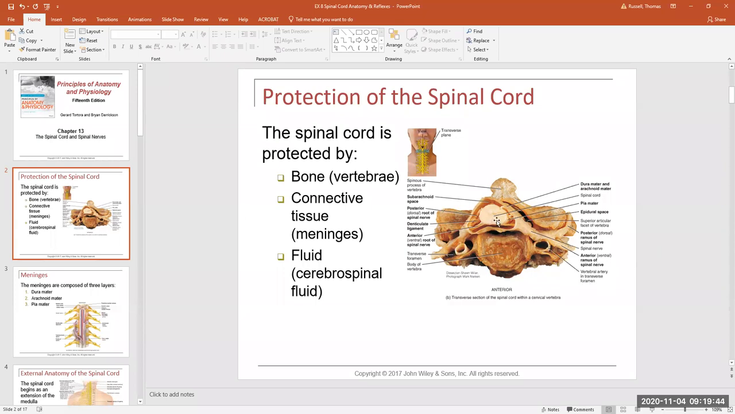Our spinal cord is protected by the bony vertebrae, number one, down our spinal column. But also there are connective tissue membranes that surround our spinal cord, and those membranes are called the meninges. There are three meningeal connective tissue membranes we have to learn about. And circulating around the spinal cord is a fluid called cerebrospinal fluid. So we have bone, connective tissue membranes, and fluid that help protect our brain and our spinal cord.